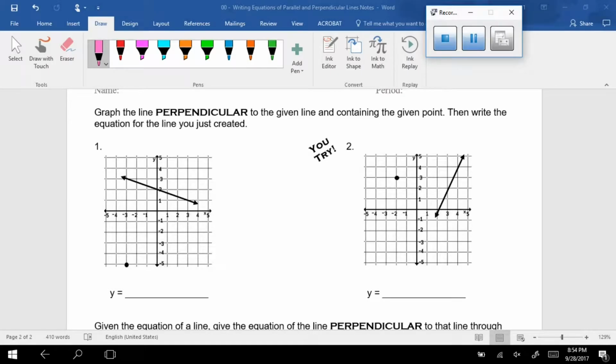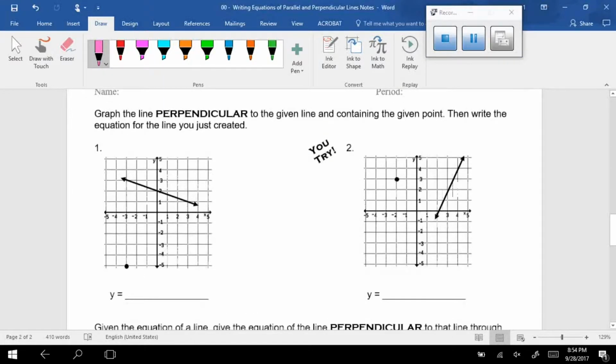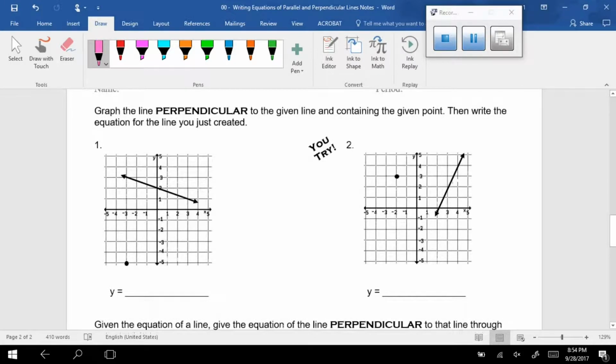Alright guys, part 2 of the fun-filled, action-packed geometry flip classroom video. We're gonna graph the line. This time we just did parallel, so clearly we gotta learn how to do perpendicular. This one's a little more difficult, but still nothing too hard for you guys. Let's go. Alright, graph the line perpendicular to the given line and containing the given point. Then write the equation for the line that we just created.